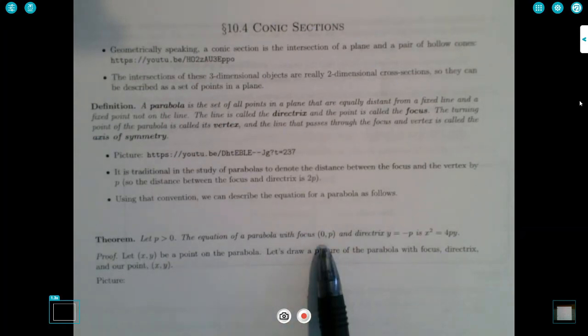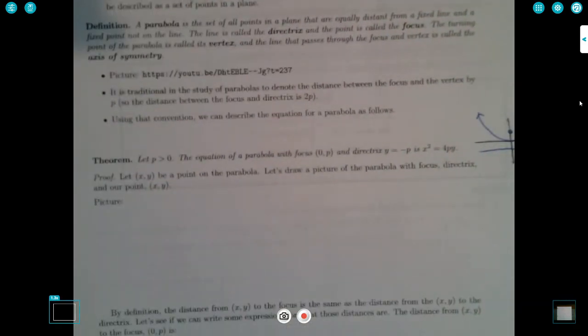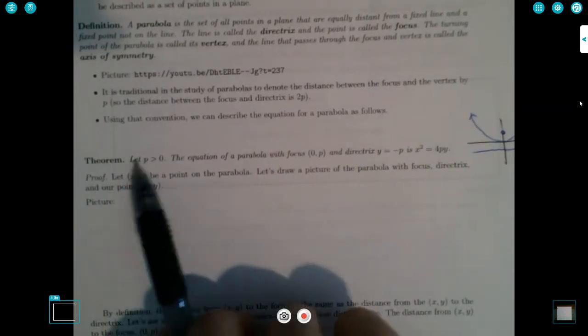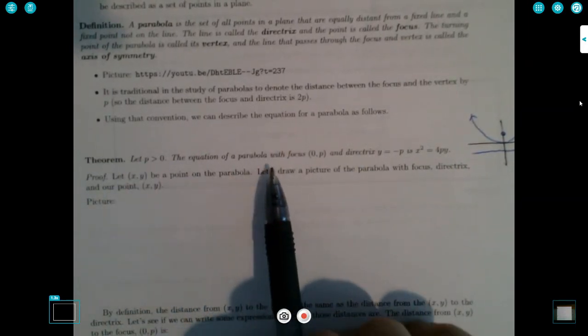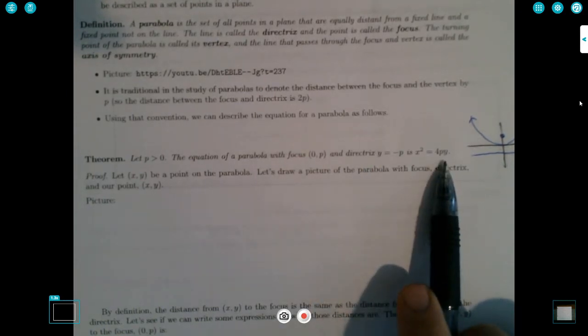This particular parabola, with a directrix of y = -p and a focus at (0, p), is going to open up. So the picture we get is your coordinate axes, your directrix at y = -p, and your focus at (0, p), and the resulting parabola would have to look something like that. This is the parabola we're talking about in this theorem, but the other three cases are similar. And I'm just going to prove this quickly.